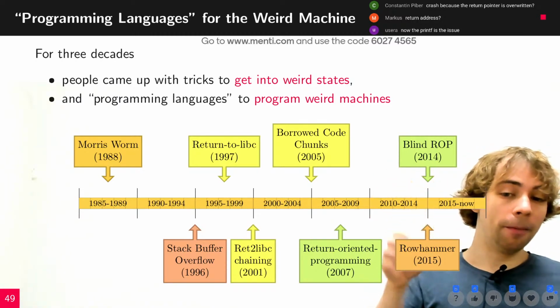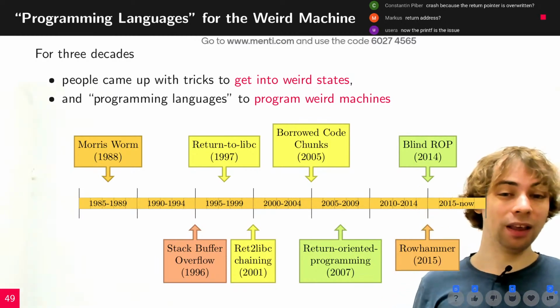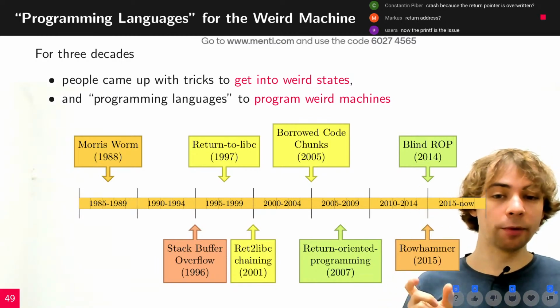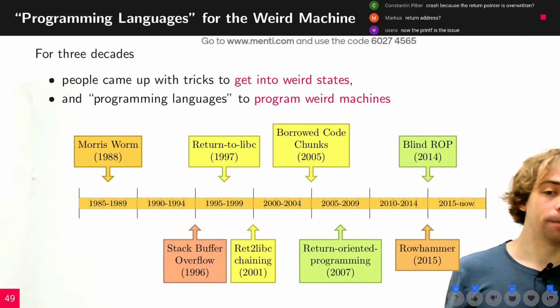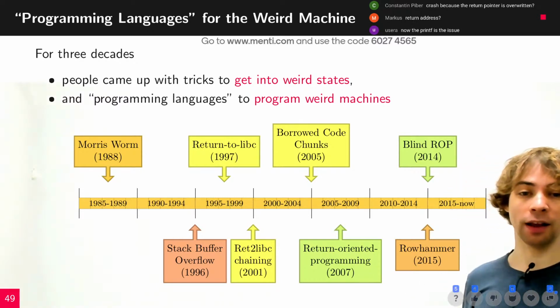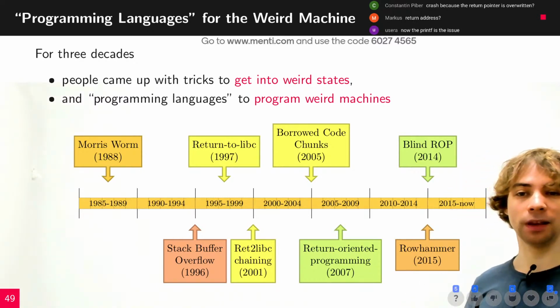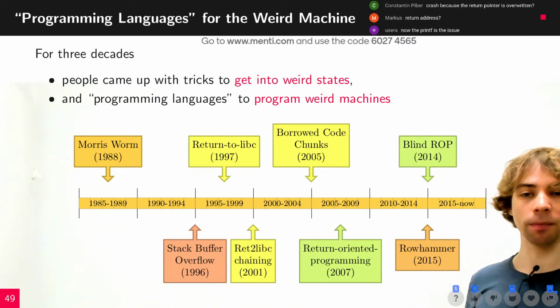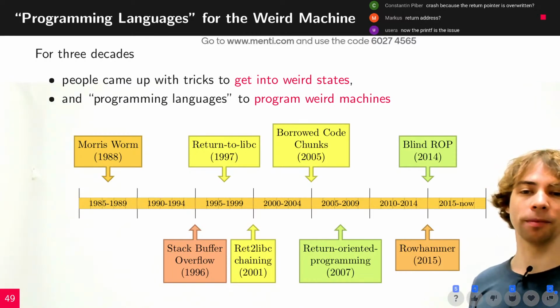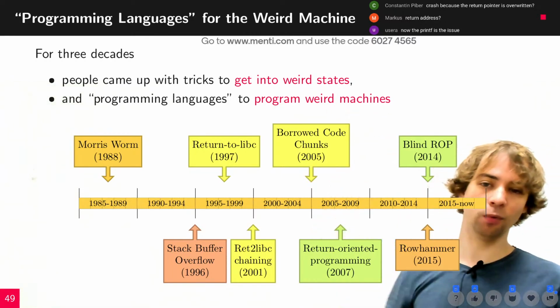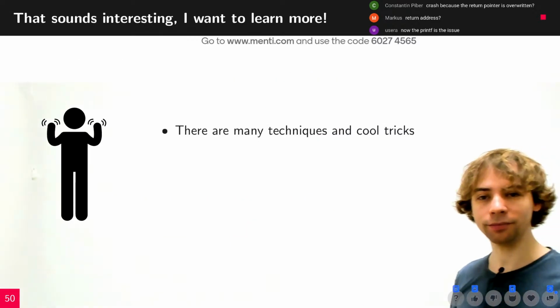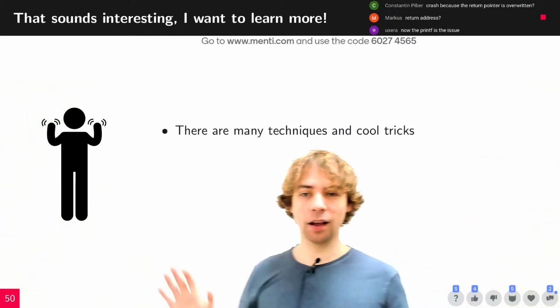Blind ROP, performing these attacks without even having access to the code. Rowhammer in 2015, changing data without having access to it. Different types of memory safety problems that all help you exploiting programs, programming the weird machine. That sounds interesting. I want to learn more.